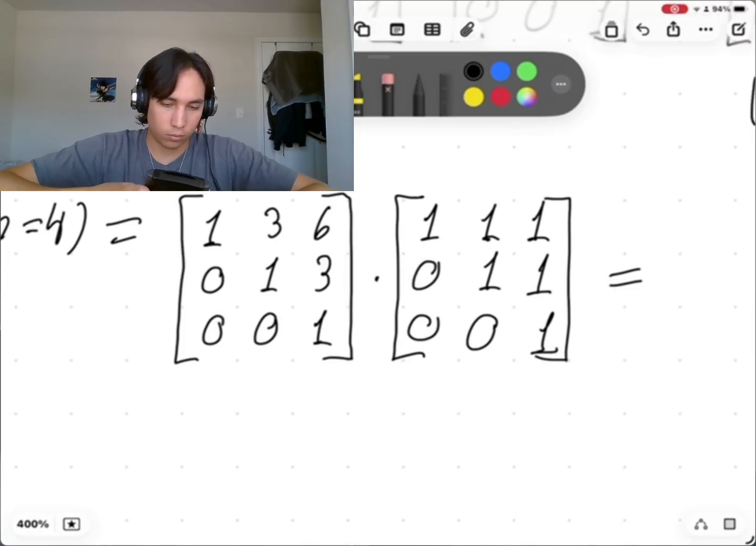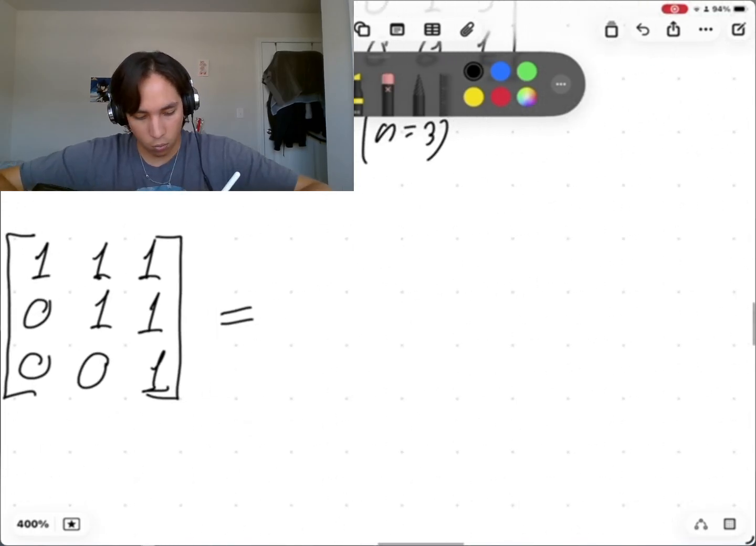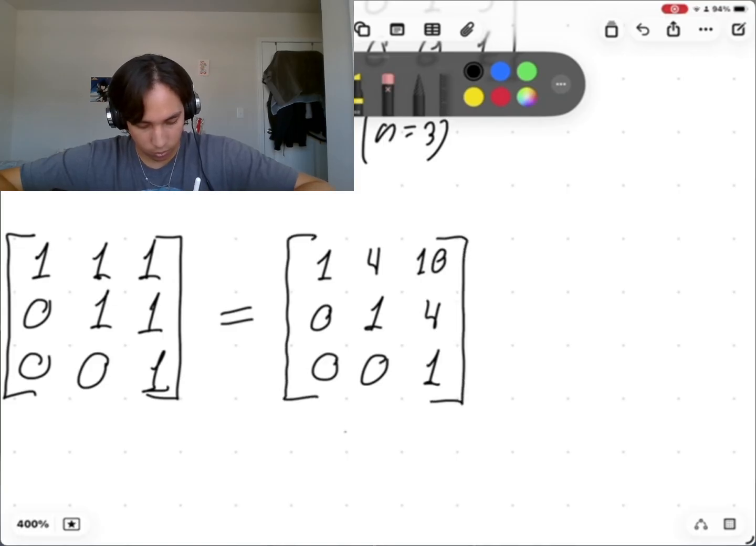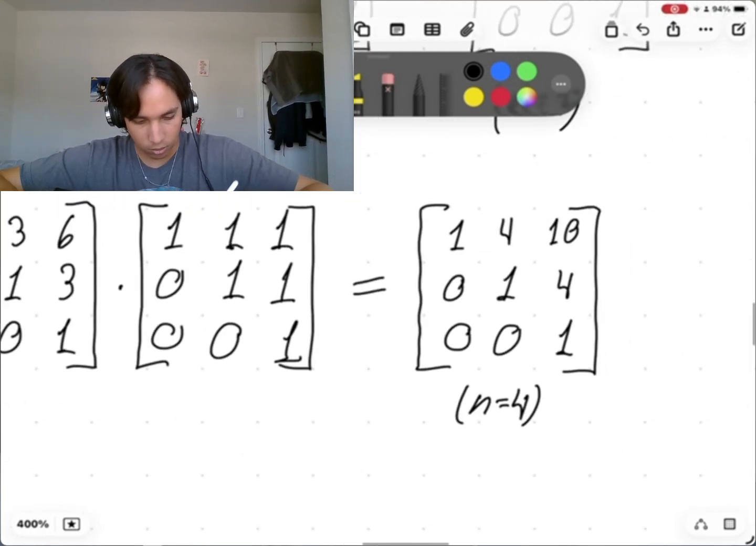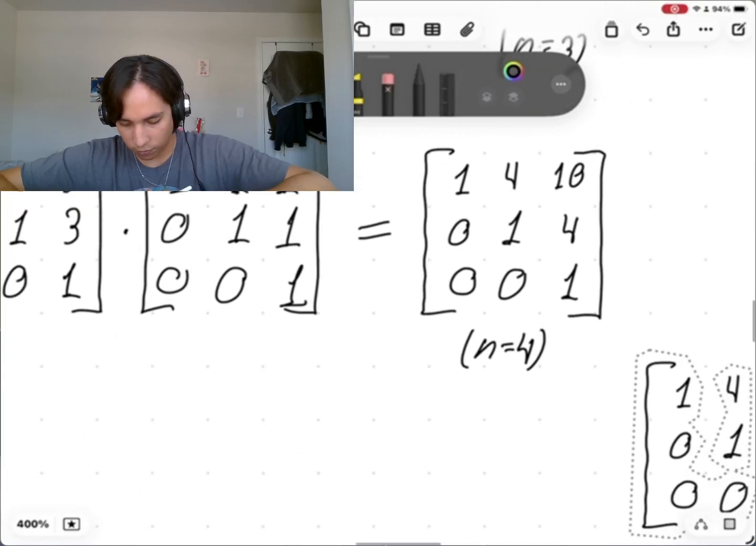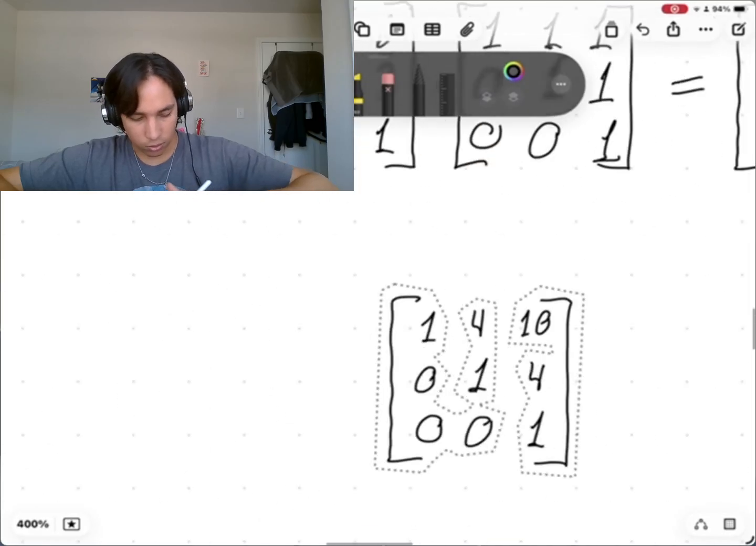So we have 1, 3, 6, 0, 1, 3, 0, 0, 1, and our second matrix is still the same. So we do A times B, and we get 1, 4, 10, 0, 1, 4, 0, 0, 1. That's for n equals 4. And for our last one, hopefully I can derive it from 5 test cases.